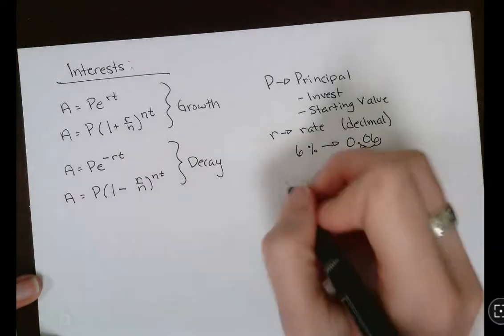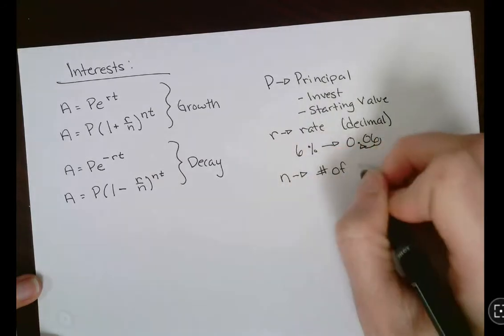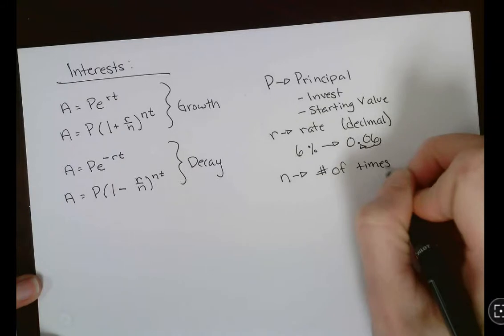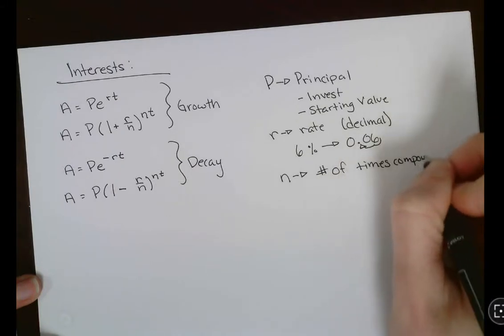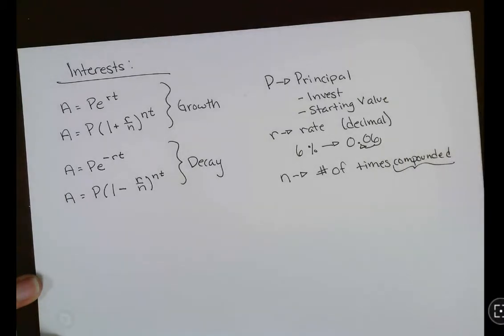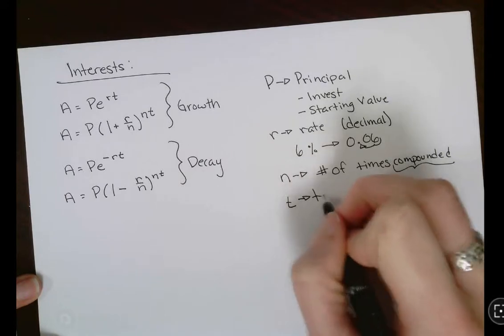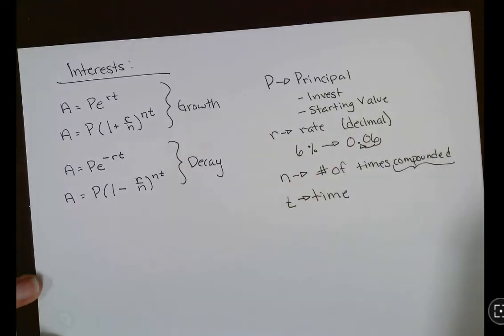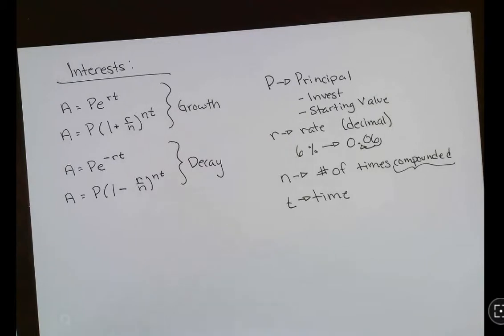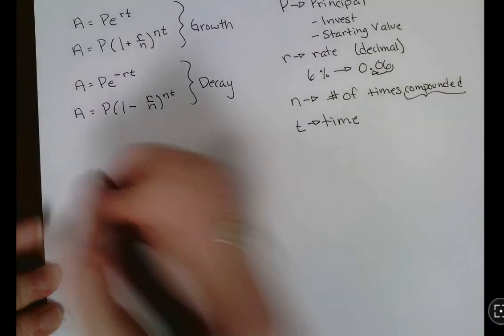Next thing we see is that N. N is just the number of times compounded. So don't let this part confuse you. It's just saying the number of times that you're adding that interest in. How many times per year? Say it's quarterly, that's going to be 4 times per year. Lastly, T, that's just your time. If you have any more questions on this, you just need to send me a quick email and I should reply fairly quickly unless I'm making dinner or something.